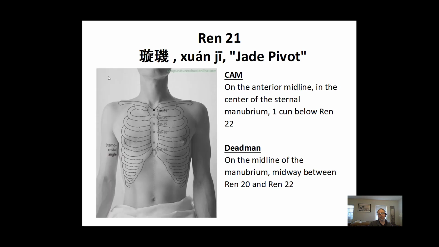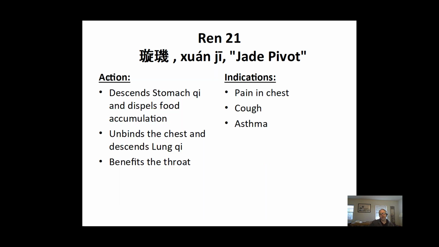21 is midway between 22 and 20. 22 is right here, where the collarbones attach to your sternum. That's 22. 20 is the 1st intercostal space. 21 is halfway in between those 2. Descends stomach qi, dispels food accumulation, unbinds the chest, descends lung qi, benefits the throat.